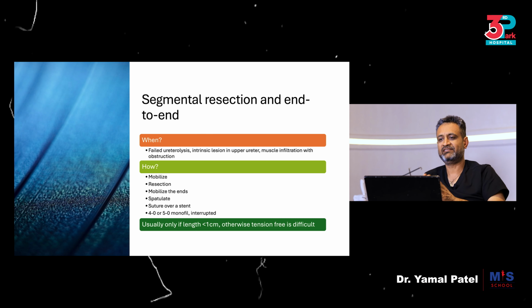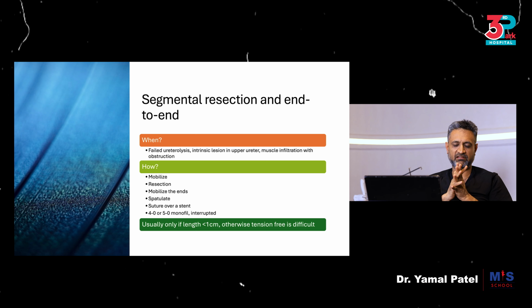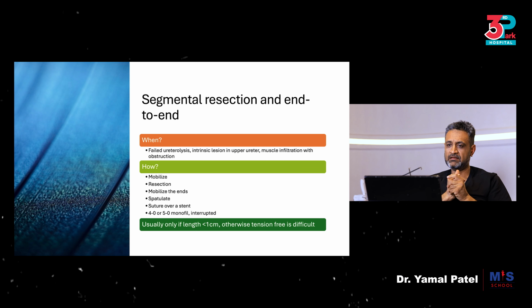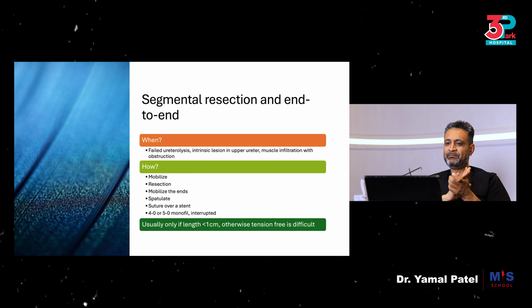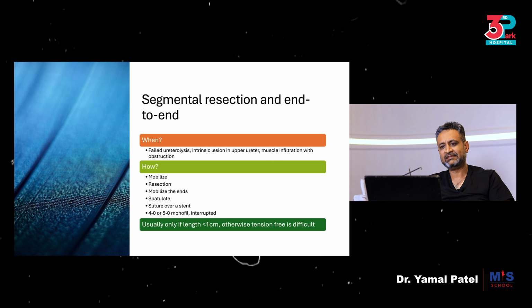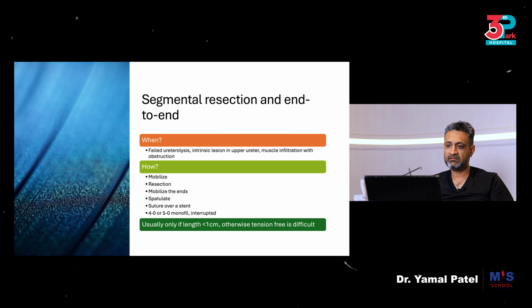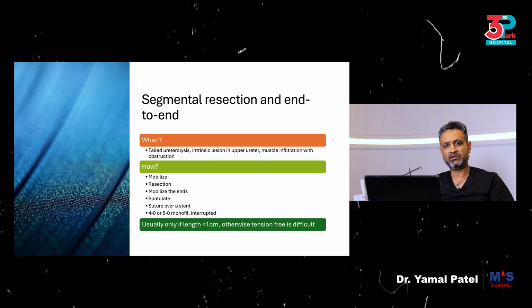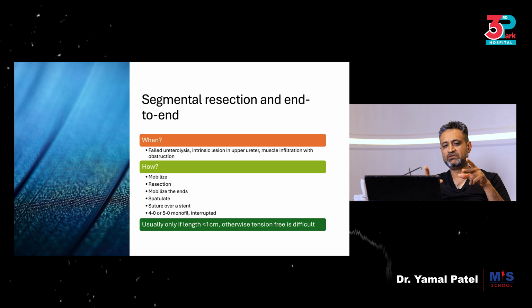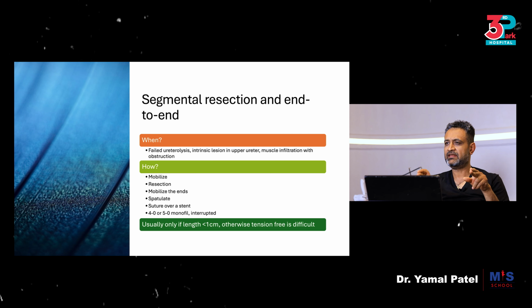But in some patients, you may need a segmental resection with end-to-end anastomosis. And that could happen when you've had failed ureterolysis, you have an intrinsic lesion in the upper ureter, you could have muscle infiltration with obstruction of the ureter, then you'll have no choice but to resect it and then anastomose these.